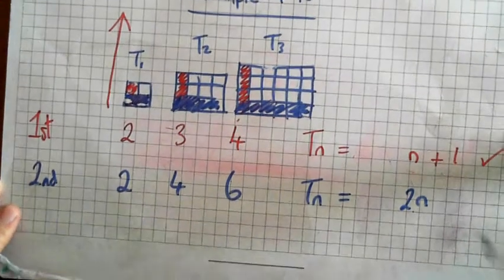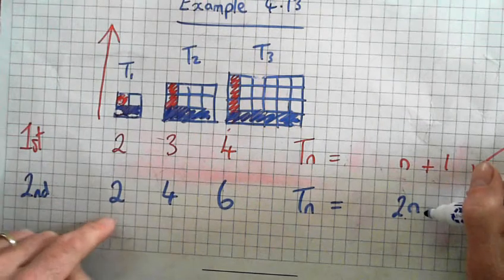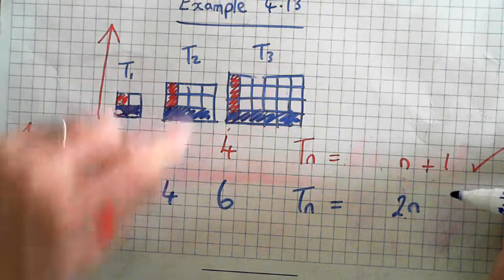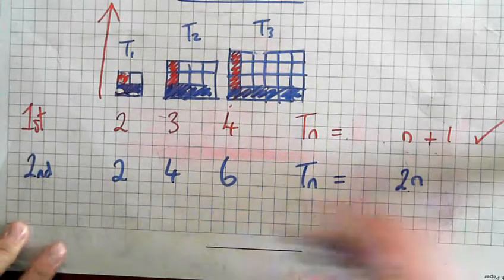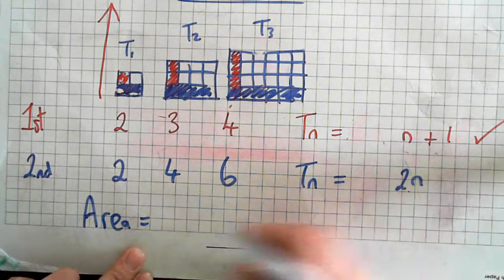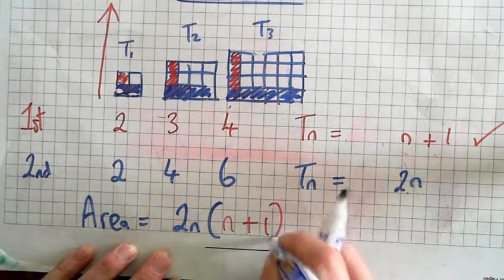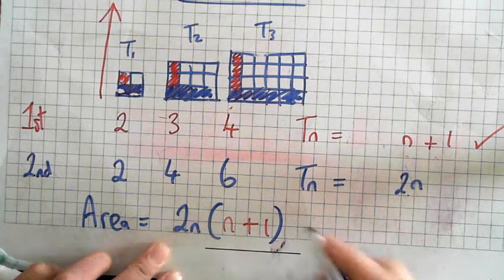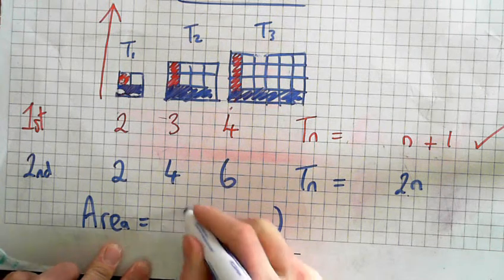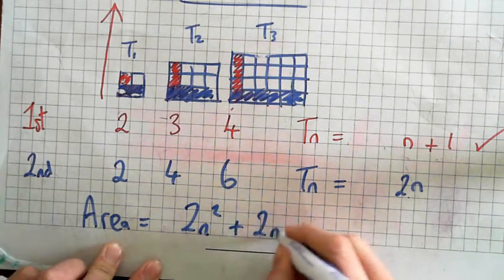Now, we said that was my height formula, isn't it? And this is my width formula. So what's the area? Height by width. So the area formula is 2n times n plus 1. 2n times n is 2n squared. And 2n times 1 is 2n.